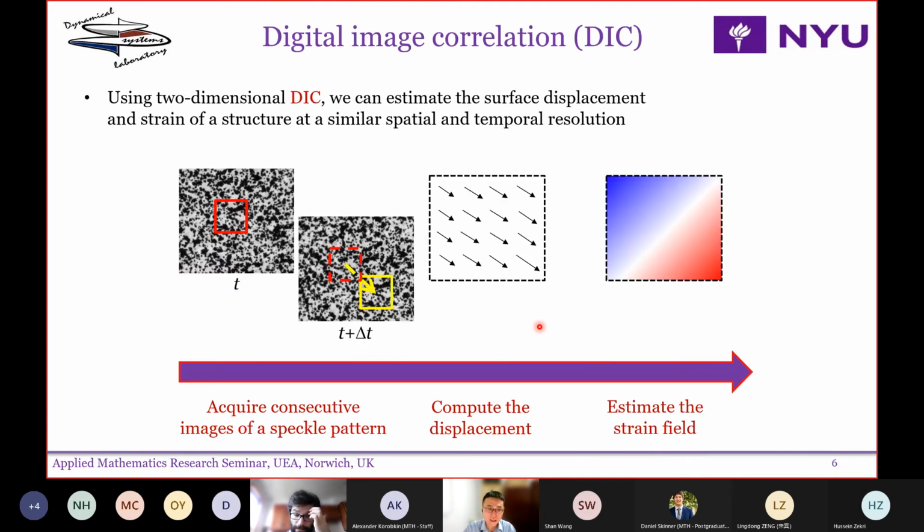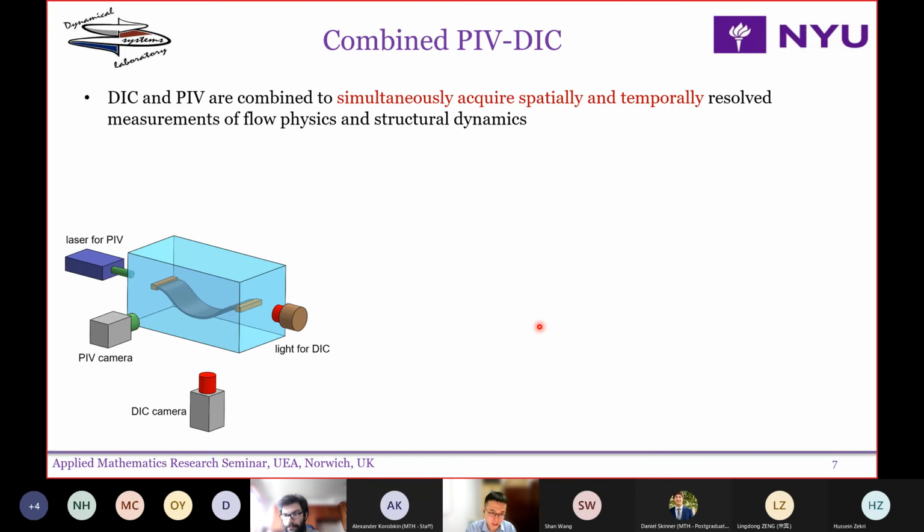It's pretty standard. On the other hand, for the measurement of the structure, we use another standard technique called digital image correlation, DIC. The idea is to put random speckles on the surface of the structure. If we can record the deformation and displacement of the speckles, we can get the displacement and strain field of the structure. So our idea is to combine these two conventional techniques so that we can obtain a measurement of both the flow physics and the structural deformation at the same time.